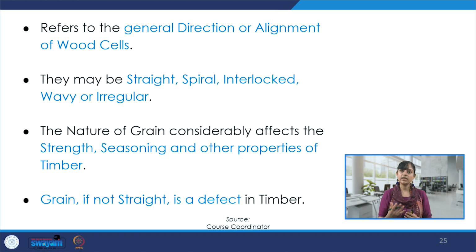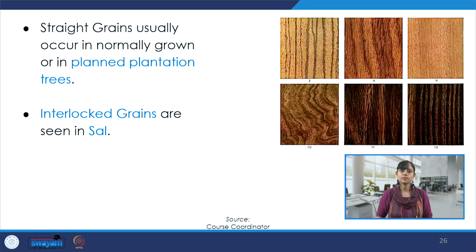So the nature of grain considerably affects the strength, seasoning, and other properties of timber. So grain, if not straight, is generally or technically termed as a defect in timber. So a straight grain is preferred. Straight grains usually occur in normally grown or planned tree plantations. We also see some cases of interlocked grains like in the example of sal, which is very unique.